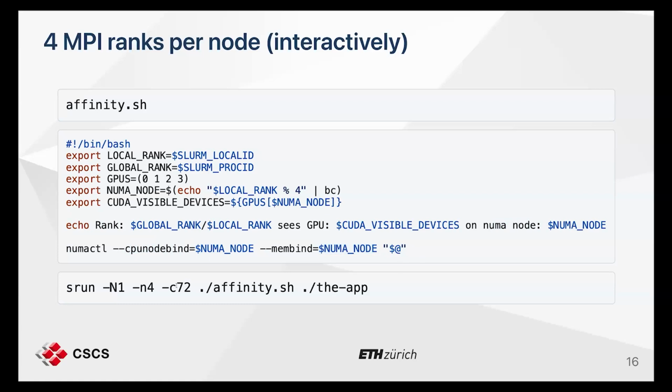To use this script, the difference here is that you can run as normal, again, but one node and 4 MPI ranks. Then you call this affinity script before calling your executable.